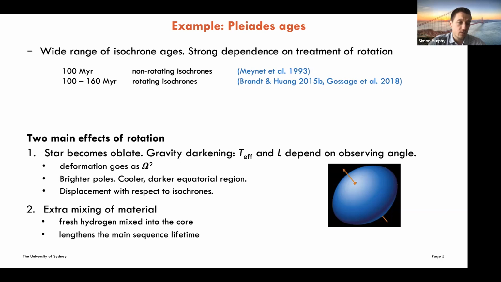The second main effect of rotation is that you get extra mixing of material. So you get fresh hydrogen that gets mixed into the stellar core. That will extend the main sequence lifetime. And so if you're trying to do something like look at the main sequence turn-off age, you'd better be accounting for rotation. Otherwise, you'll be getting the ages wrong.